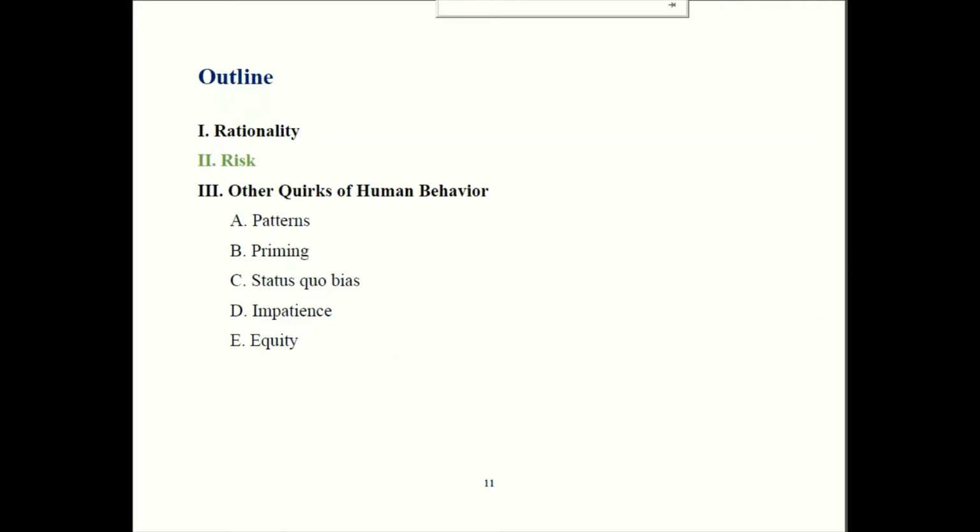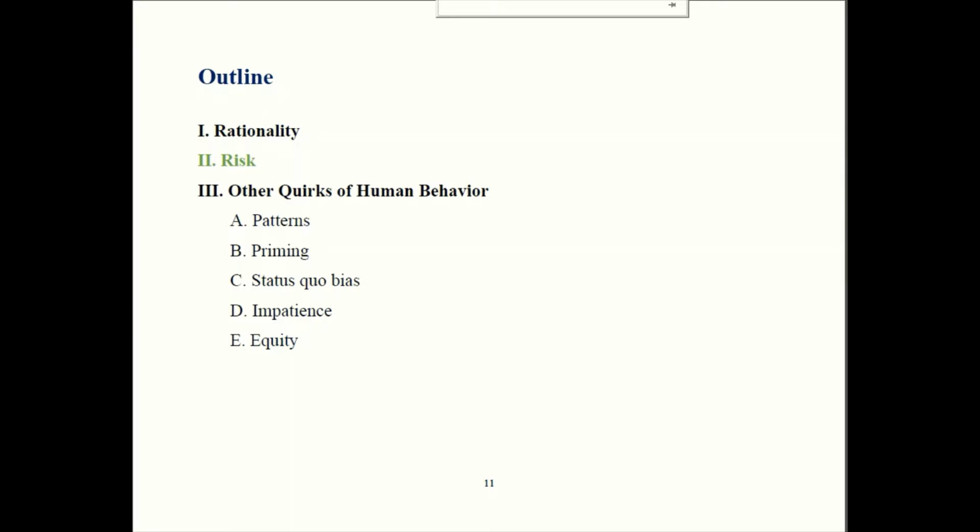Welcome back to another episode of Microeconomics. Today we are still in Chapter 17, looking at behavioral economics and risk. In our previous episode, we looked at how standard economic theory deals with risk. We used the expected utility theorem. Now we'll look at the main alternative to that.